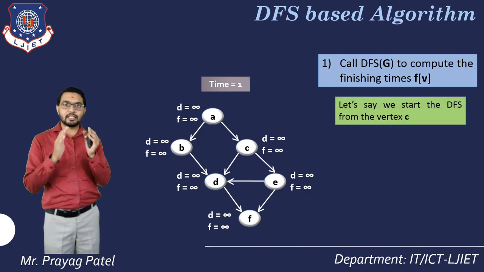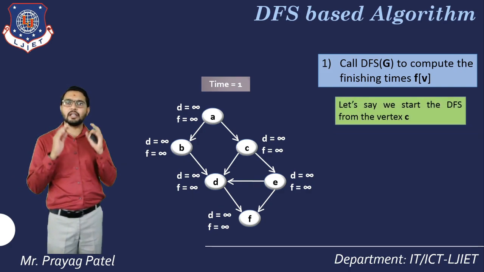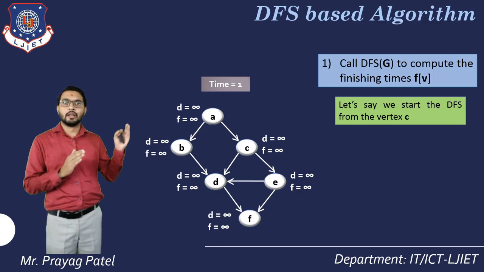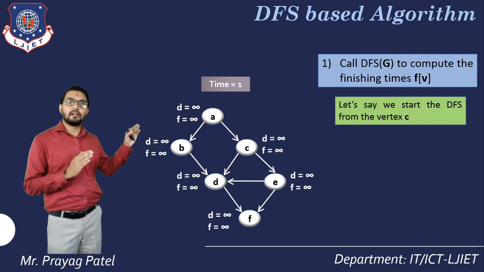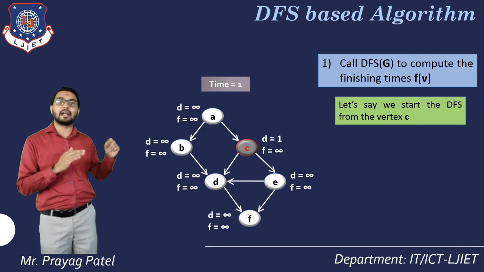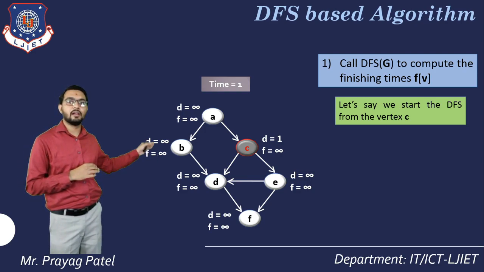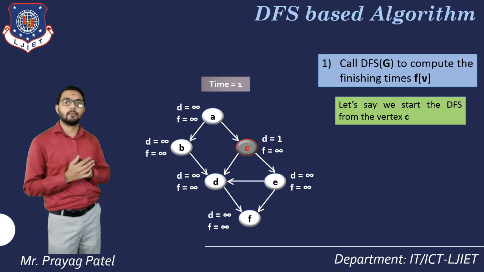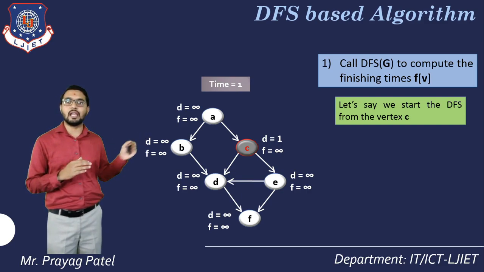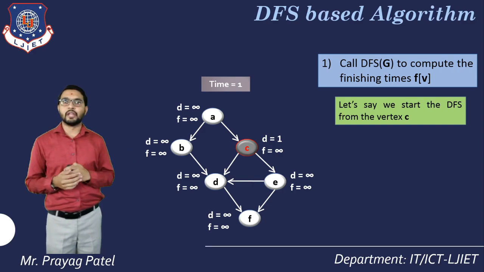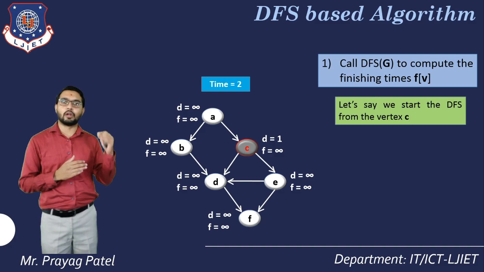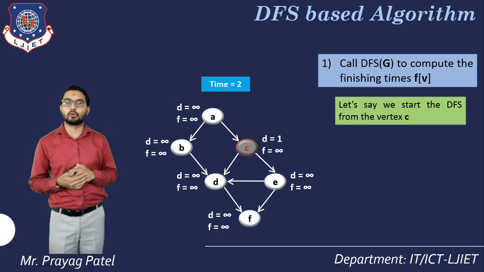Now consider the starting point in this graph. Any node can be chosen randomly as the starting node. Here we consider vertex C as the starting node. So node C is colored gray. See in this figure, node C's color is gray and the starting time of node C is 1. So here D equals 1 for node C. Now increment the time variable, so time equals 2 for the next node.